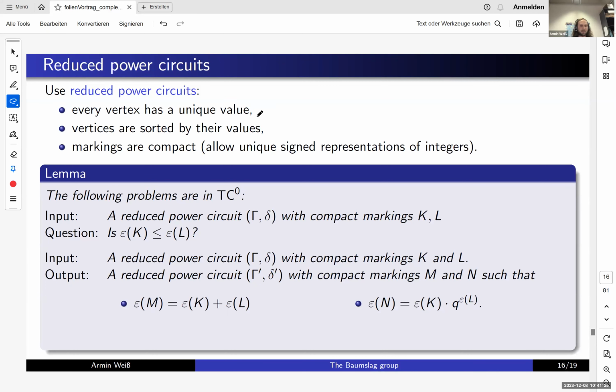And then we can show the following lemma. So all things are doable in TZ0. We can compare two markings in TZ0, and we can do addition in TZ0, and we can do this operation, K times Q to the L. And actually, we can do even a bit more. We can do iterated addition. So we can take an arbitrary number of markings and add them together all in one TZ0 step. And we also can do many of these operations in parallel.